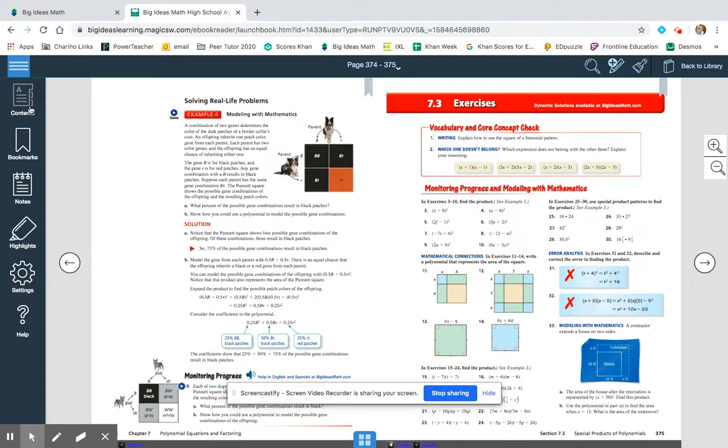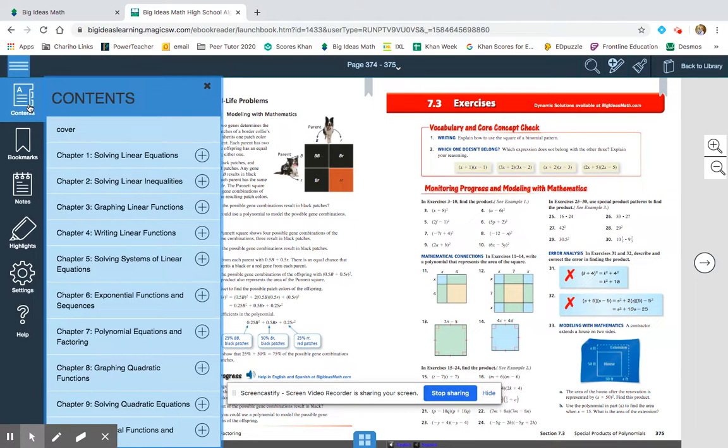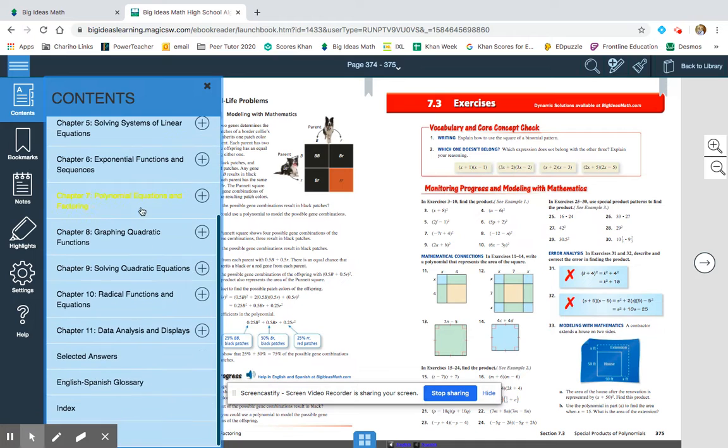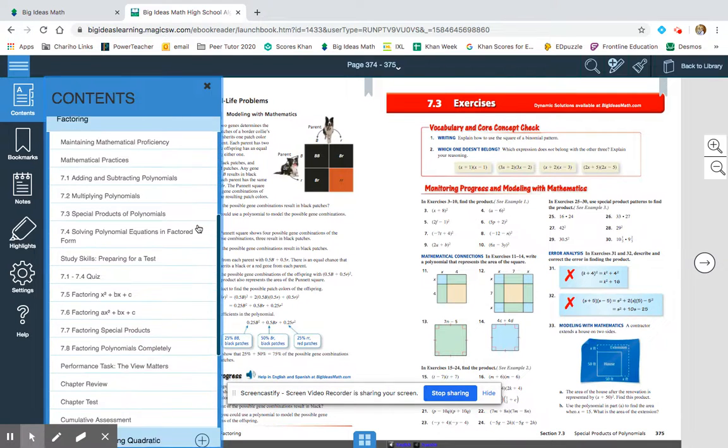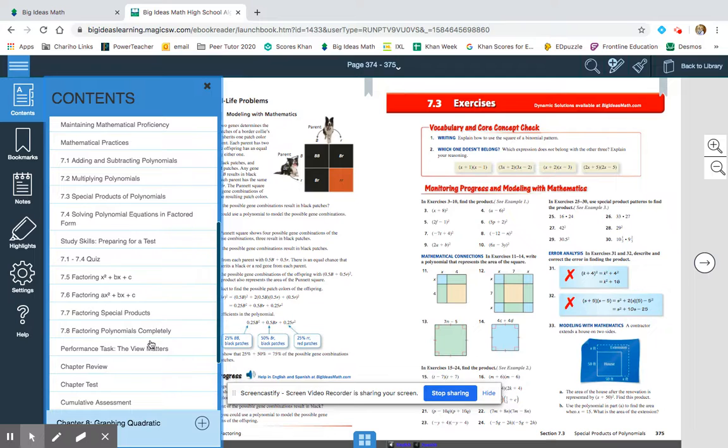If you look on the left-hand side, there is a table of contents. Those are all the sections or chapters that we've covered this year, and we do go in order of our ebook. So we're going to go to Chapter 7. That's the current chapter we're on now, Polynomial Equations and Factoring. If you click that plus sign, it'll show you all the sections of that chapter. So we've covered 7.1, 7.2, and 7.3.